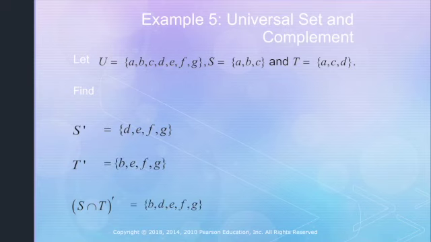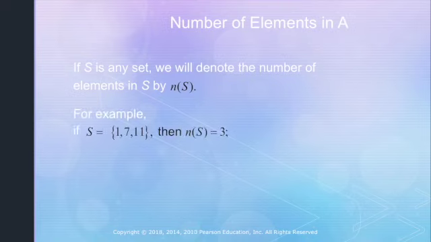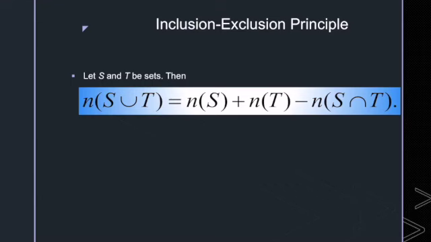Just checking our answers. So if S is any set, we denote the number of elements in the set by N of S. This is sometimes called the cardinality. So for example, the size of the set S is 3. If S is the empty set, then it has no elements in it, so its size is 0. If I have the size of the union of S and T, that's going to be the size of S plus the size of T minus their intersection, because we don't want to double count. This prevents double counting.